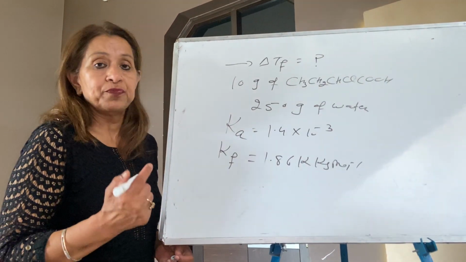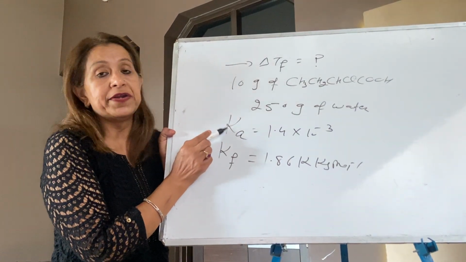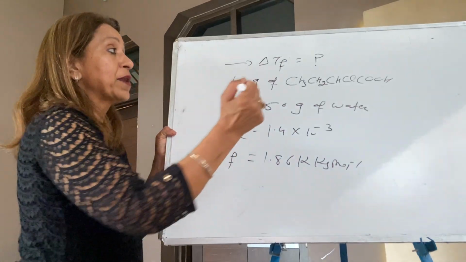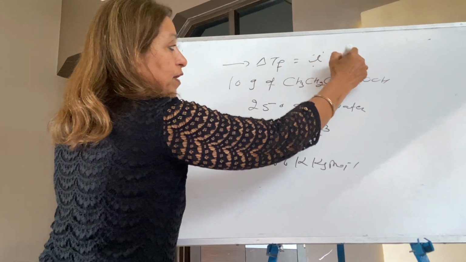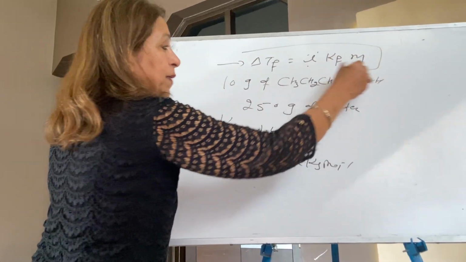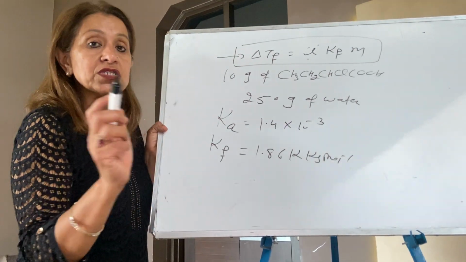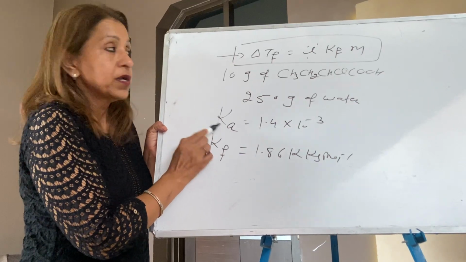Now what will you do? Because in the numerical there is a dissociation word, dissociation constant, we'll apply the formula delta Tf is equal to i Kf m. Write this down. Why have we introduced i? Because the dissociation word is in the numerical. So we have applied this.